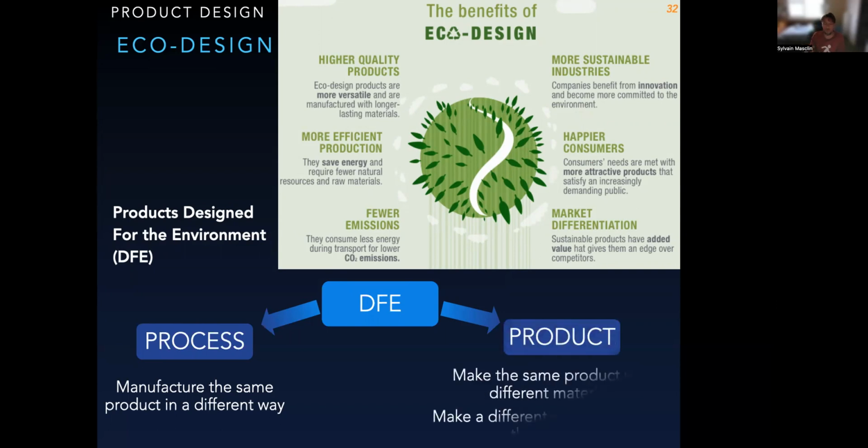Or you're applying a change in the product: you keep the phone, but you're modifying the material, and the material you use will have less impact on the environment. So you keep the function, but you're making some change in it. You're either modifying the steps of manufacturing itself, or you're slightly modifying the product to make it more sustainable.